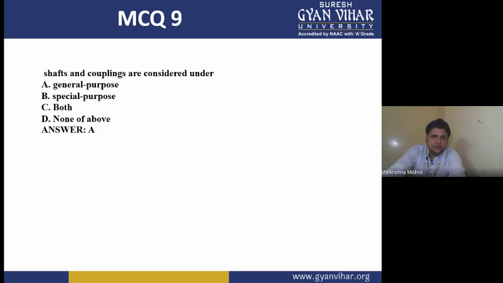All right. Coming to the next multiple choice question. The question is: shafts and couplings are considered under general purpose machines, special purpose machines, both general as well as special, or neither general nor special. What is the correct option? Shafts and couplings are frequently used. They are regularly needed. They are not especially needed somewhere. They are the main part of most machines. Therefore, they are kept under general purpose machines. So option A is the correct option. Shafts and couplings are considered under general machines.